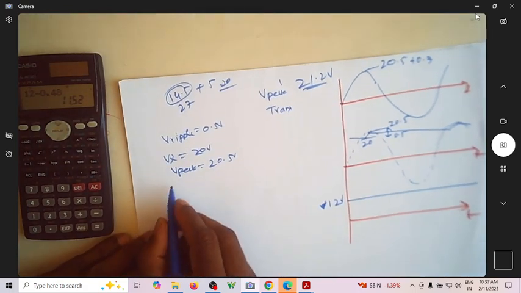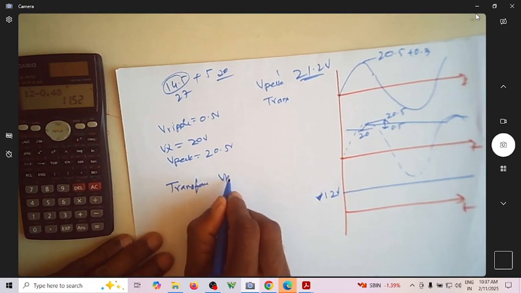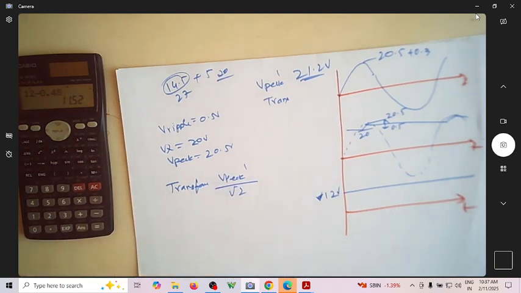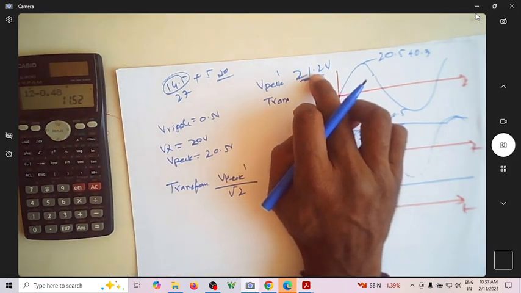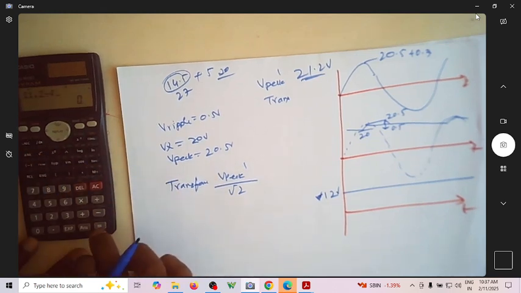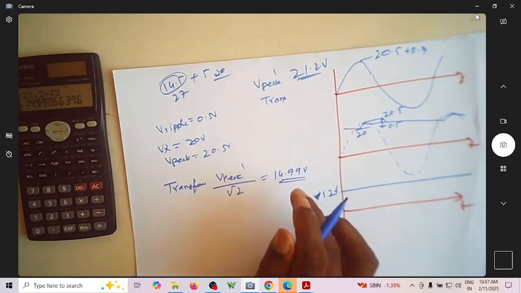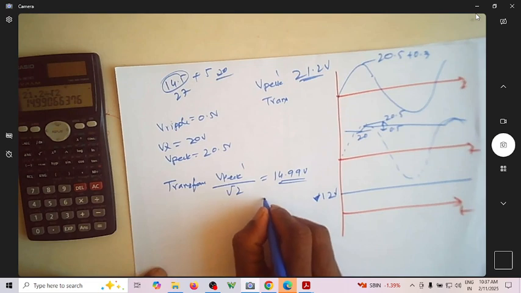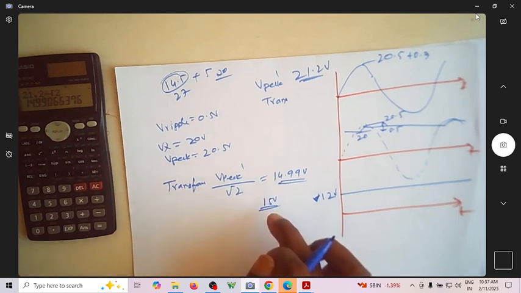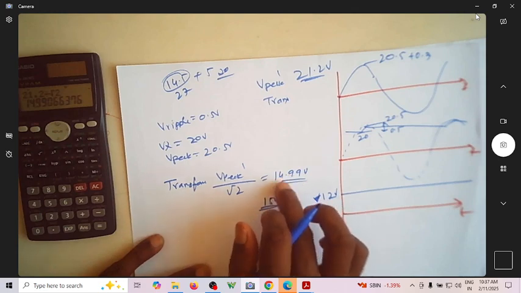So then what's your transformer rating? Transformer rating is V peak dash by root 2, because usually the transformer ratings will be in RMS voltage. So I'm trying to find the RMS of this. RMS of that is 21.2 divided by root 2, which is actually 14.99 volt RMS. If it is 14.9 volt RMS, maybe a 15 volt RMS. 15 volt RMS will comfortably give you this, and you can easily get it.